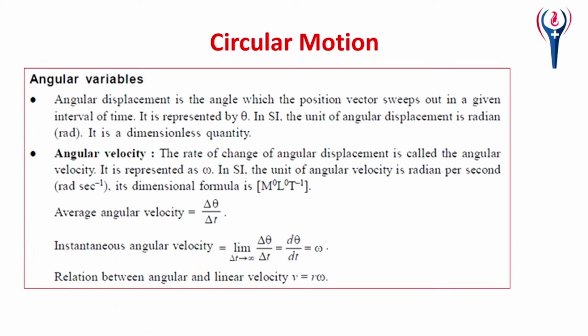Circular motion, that is angular displacement. Theta is the angular displacement, the angle a position vector sweeps out in a given interval of time. The SI unit of angular displacement is radian. It is a dimensionless quantity. Angular velocity, denoted by the symbol omega, is the rate of change of angular displacement, del theta by del t. Instantaneous angular velocity means limit del t tends to 0, del theta by del t equals d theta by dt equals omega. The relation between linear velocity and angular velocity is v equals r omega.